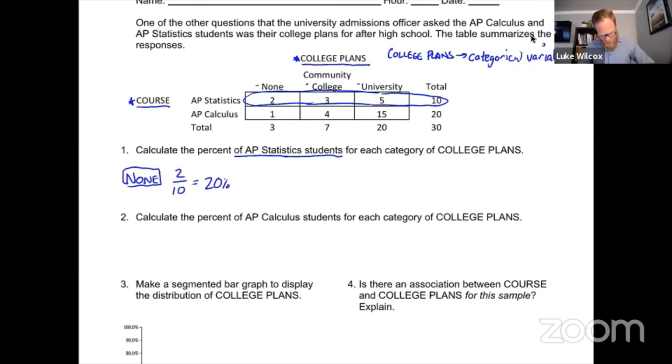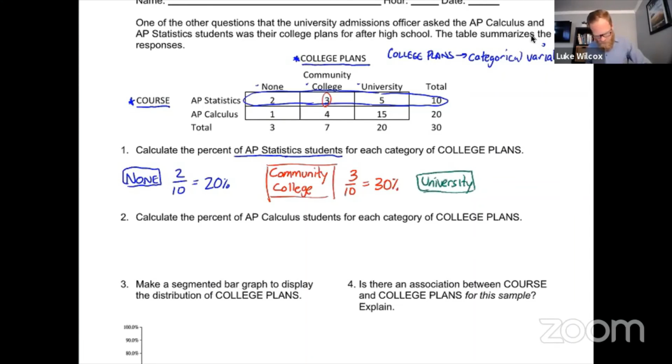Now, the second category is the category of community college. And once again, we are only going to be looking at the first row, which is the AP statistics students. And for community college, I see 3 out of the 10, which is telling me 30% of AP Stat students plan to go to community college. And then the final category here is that of the university. And once again, only looking at the first row, I have 5 out of my 10, which is going to be 50% of AP Statistics students that plan to go to university.